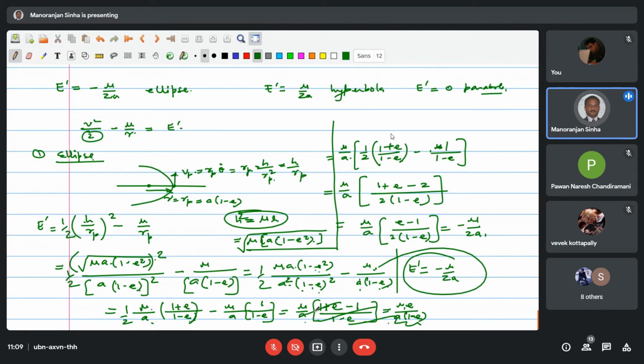Similarly, you can write for the case of hyperbola. And in the case of parabola, because a is infinity, this quantity will turn out to be 0.